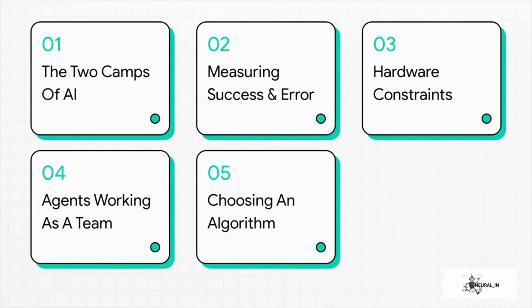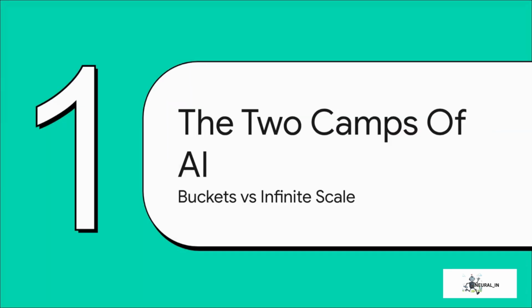All right, here's our agenda for today. 1, the two camps of AI. 2, measuring success and error. 3, hardware and GPU constraints. 4, agents working as a team. And 5, choosing the right algorithm. Let's get into it. Section 1, the two camps of AI, decoding discrete buckets versus continuous infinite scales.